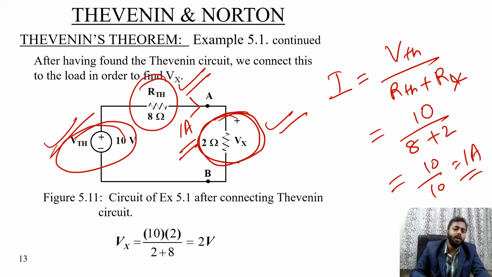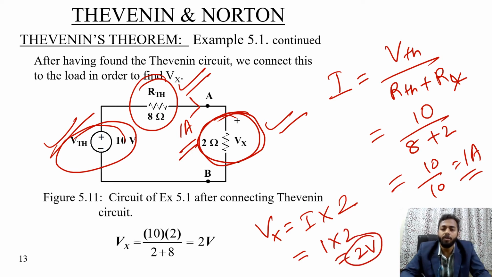And across this 1 ampere current, what is the voltage drop across the terminal, between the terminal A and B? So here that is equal to I into 2 ohm resistance, that's why 1 into 2, that is equal to 2 volt voltage drop between the terminal A and B. So hence we are able to calculate the voltage drop between the terminals A and B.